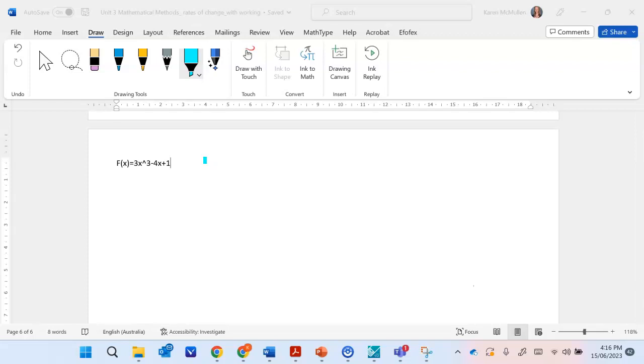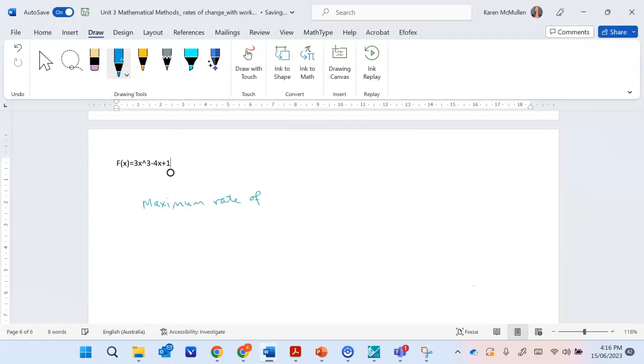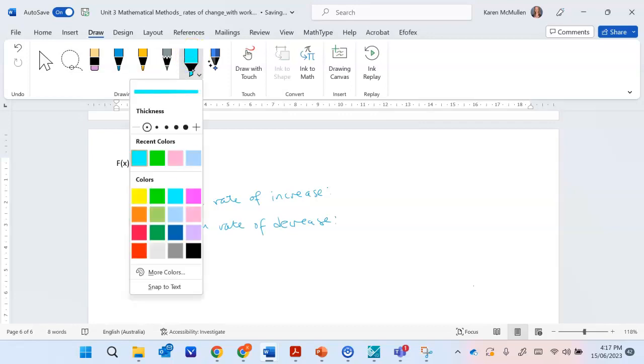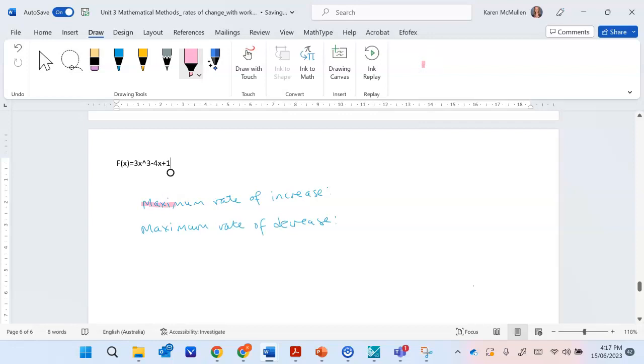Okay, so the maximum rate of increase and the maximum rate of decrease. Okay, so this is where it's important to look at our graph. So we're referring both times to a maximum.